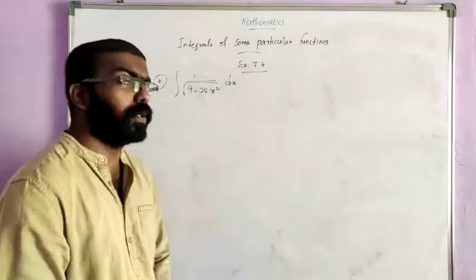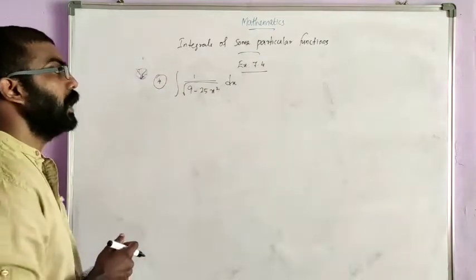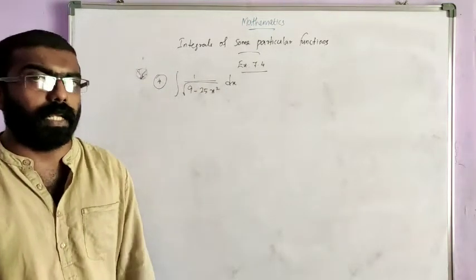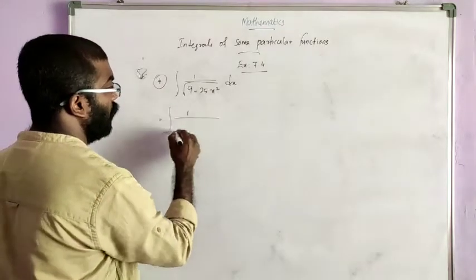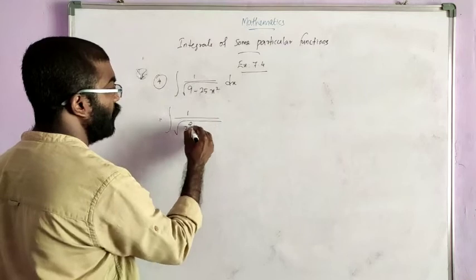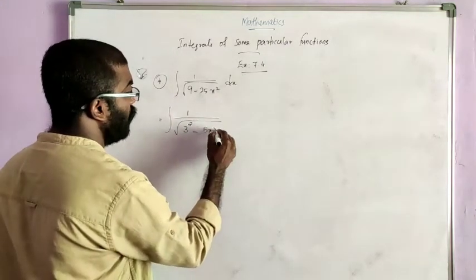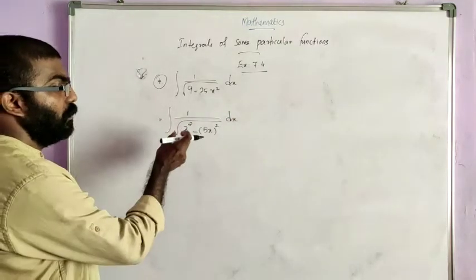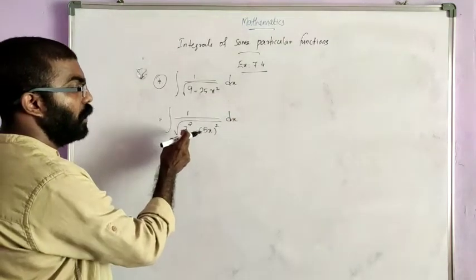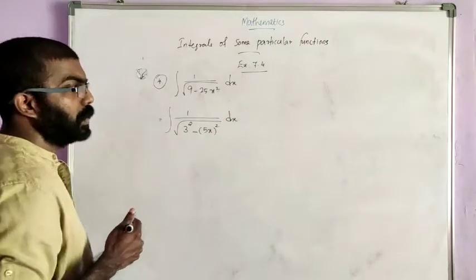Now we move on to the next question. Integral 1 by root of 9 minus 25 x square dx. So this can be rewritten as 1 by root of 3 square minus 5x the whole square dx. Now it is of the form integral 1 by root of a square minus x square dx, but instead of x the term is 5x.